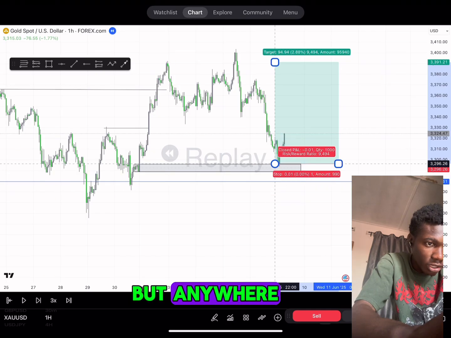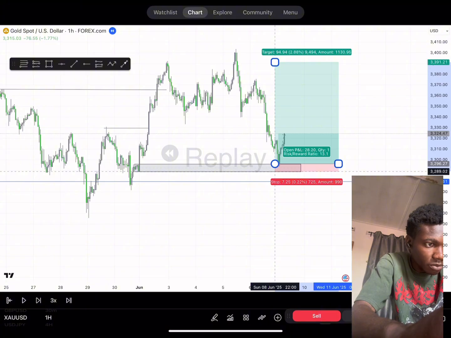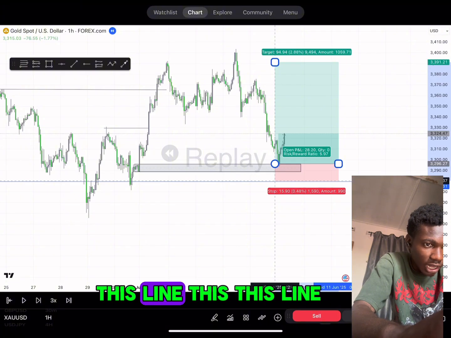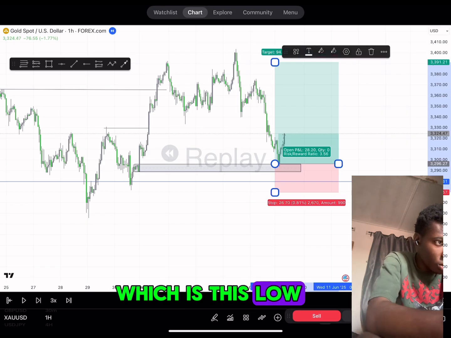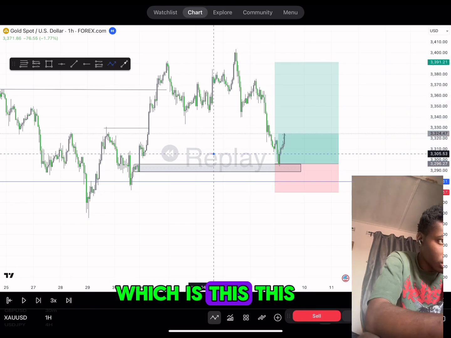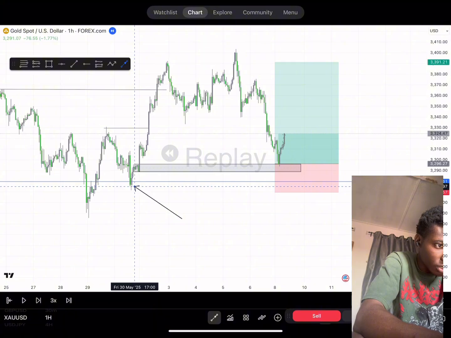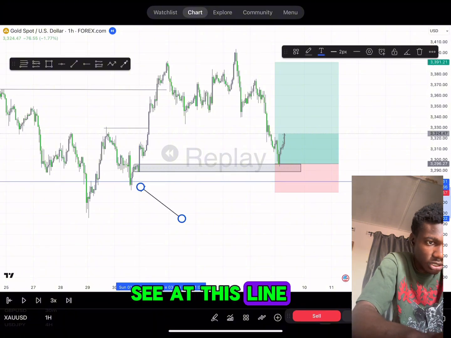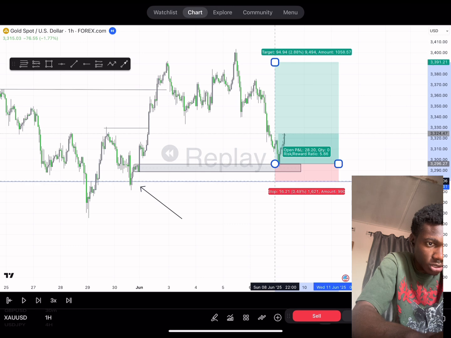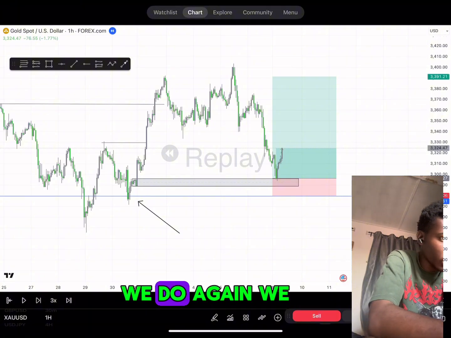but anyway, not anywhere close to this point, because price misbehaves. It might be at this line, or below this low, which is this low here, or at this line. So let's just say at this line. Now let's watch what price does again.